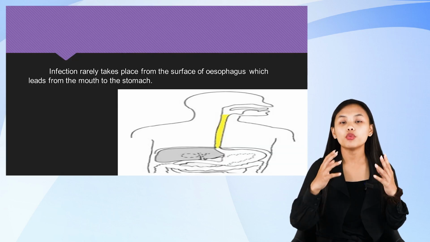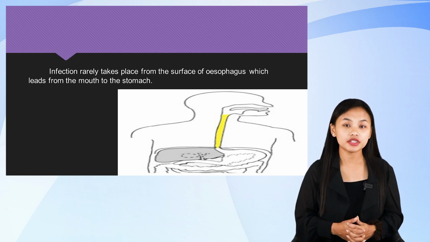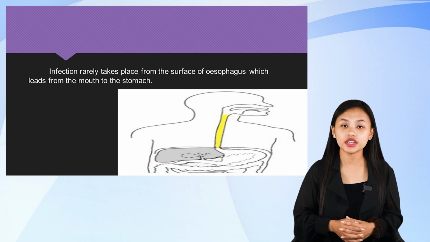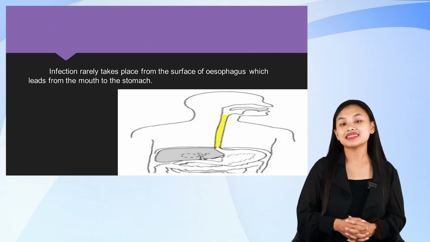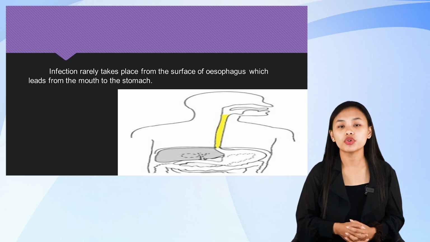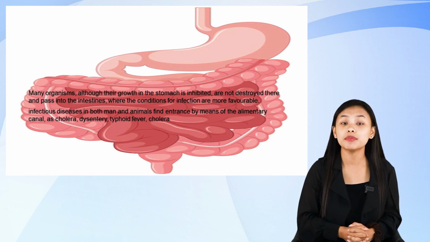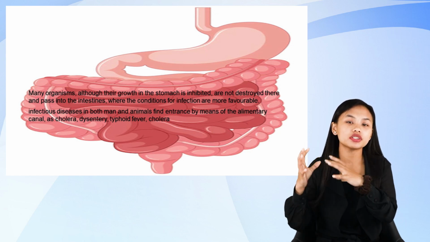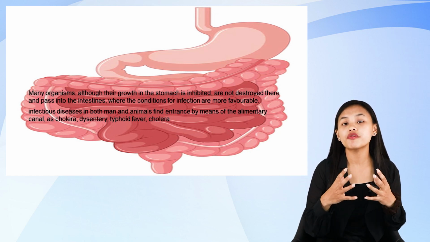However, you will also find that infection rarely takes place from the mouth of the esophagus, which leads to the stomach. This is due to the smoothness of the surface and to the rapidity with which the food passes through it. Infection by the stomach is also rare because it contains a strong acid secretion which destroys a number of bacteria which are taken in along with the food. And you will also find that many organisms whose growth is inhibited in the stomach are not destroyed there but will pass through to the intestine where the condition for infection is more favorable.